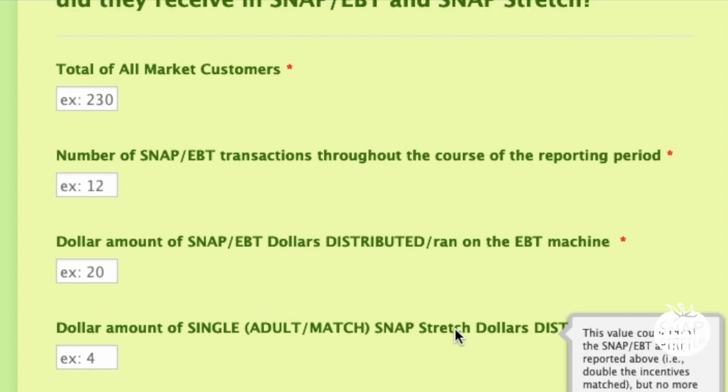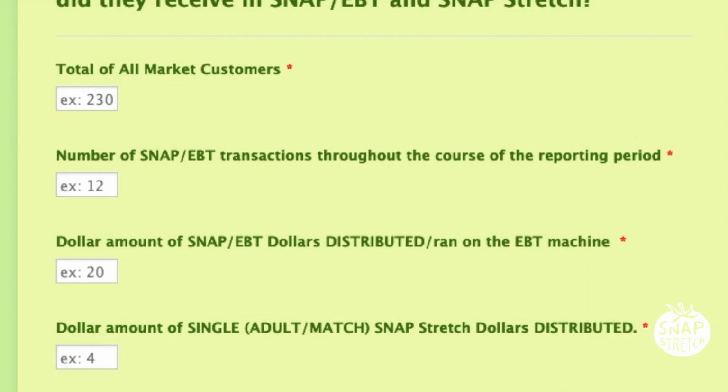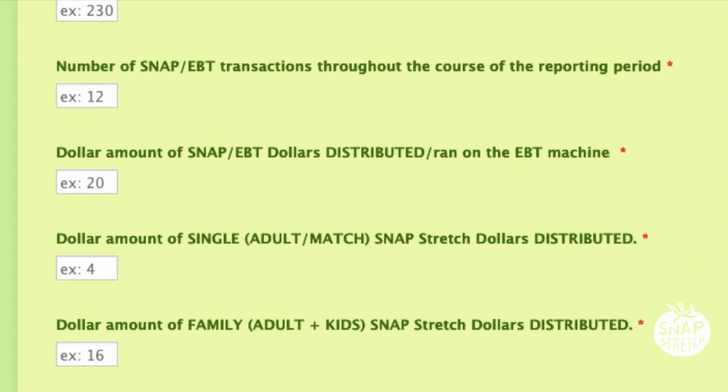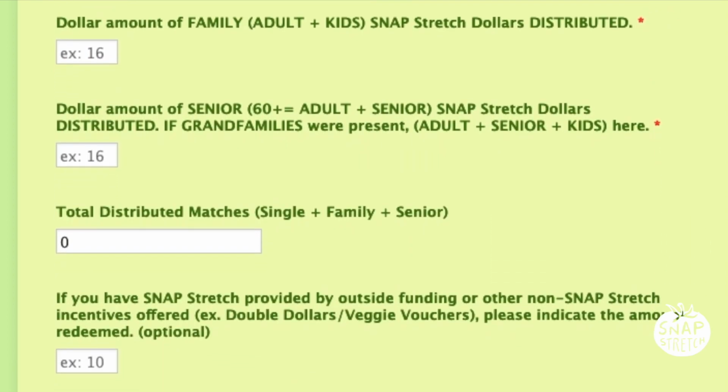The dollar amount of single, adult/match, SnapStretch dollars distributed. This is the amount of one-to-one SnapStretch dollars distributed. Even if the SnapStretch dollar is used right at that moment, at the register, and no voucher was issued, it is still considered a distributed SnapStretch dollar. The dollar amount of family, adult plus kids, SnapStretch dollars distributed. These are SnapStretch dollars distributed at a 1-to-2 ratio to families with children.